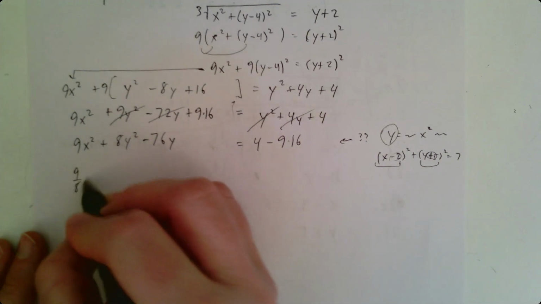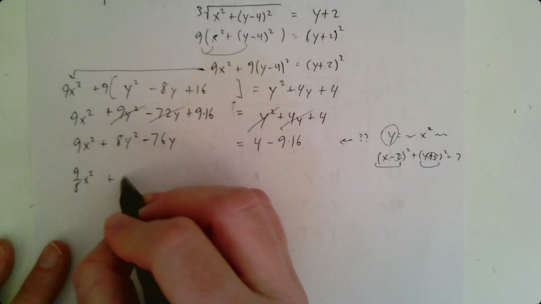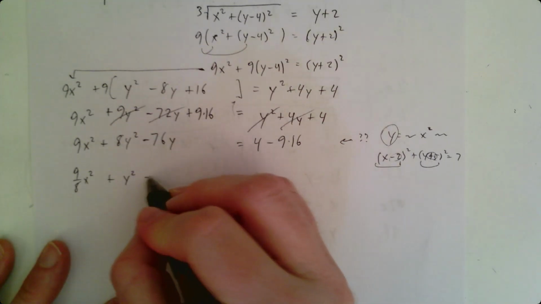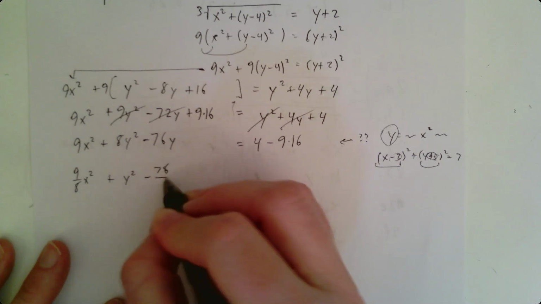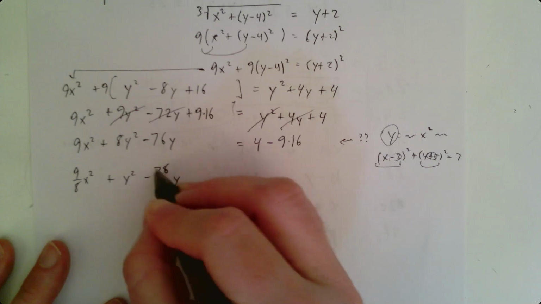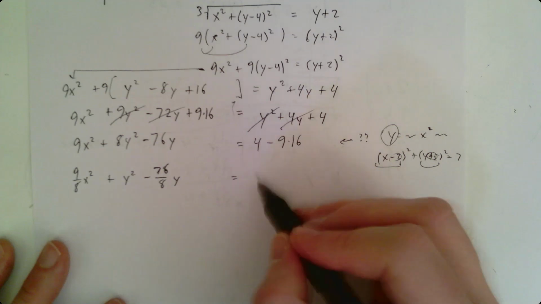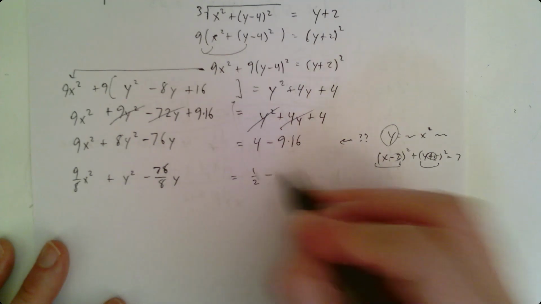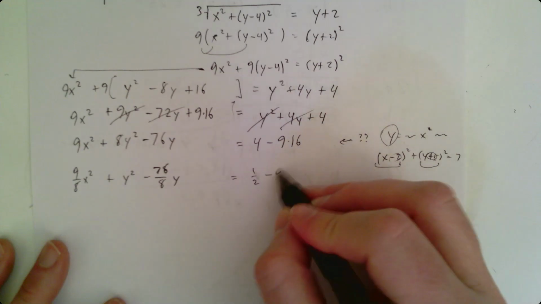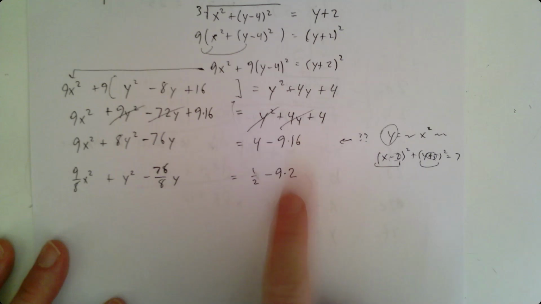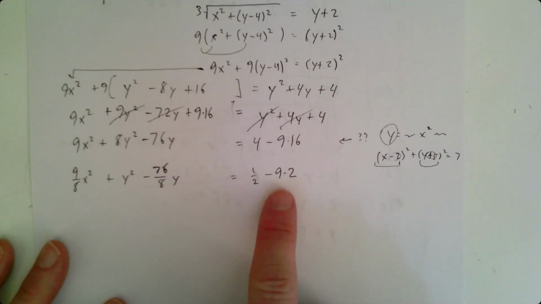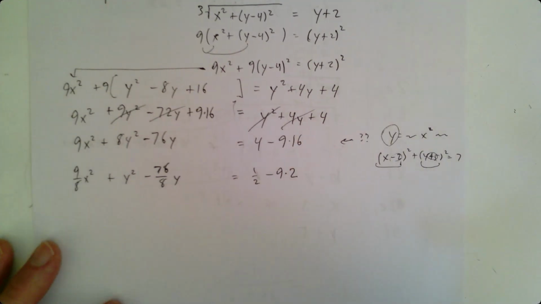So this will be 9/8x squared. This will be y squared. This will be 76 over 8y. And we should probably simplify this in just a second. And then 4 divided by 8 is 1/2, and 16 divided by 8 is 2. So this is 9 times 2. So already this right-hand side is looking simpler. Way to go, us, not multiplying 9 times 16.